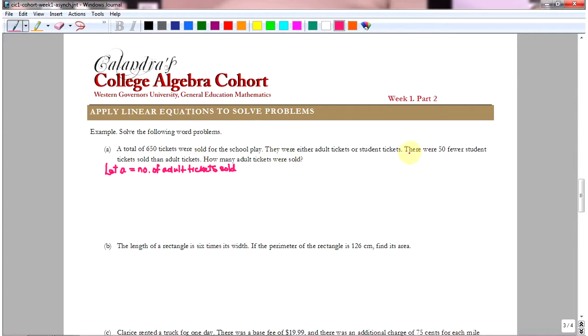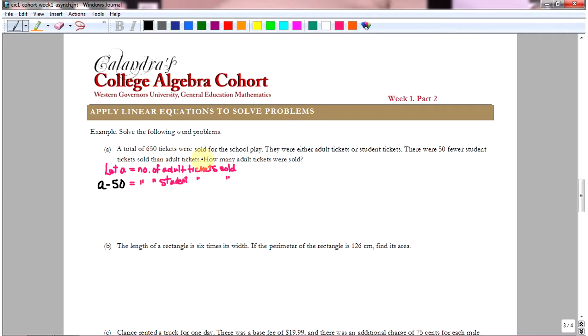Notice in the problem they told us there were 50 fewer student tickets sold than adults. So what expression can we write to represent the number of student tickets sold, since there were 50 fewer? Well, 50 fewer means we take that original number A and subtract 50 from it. So we have A adult tickets, A minus 50 student tickets.